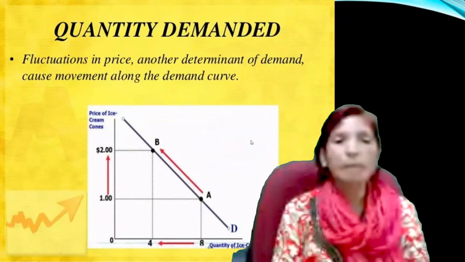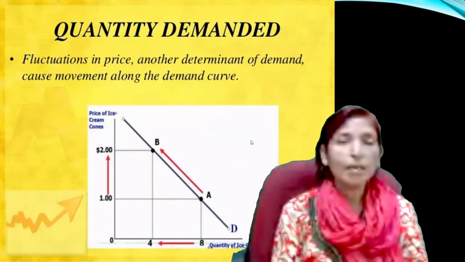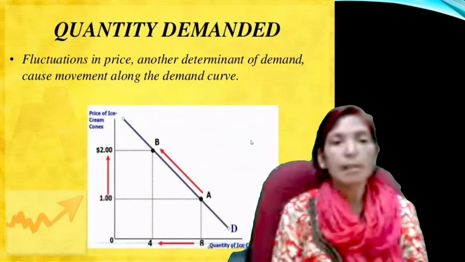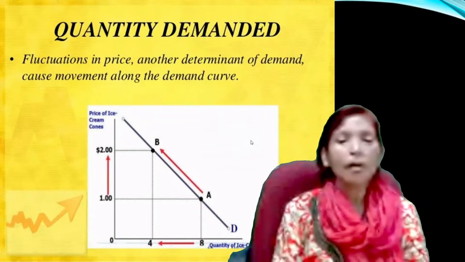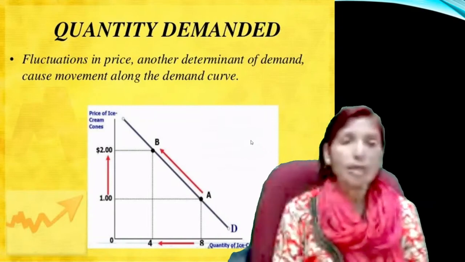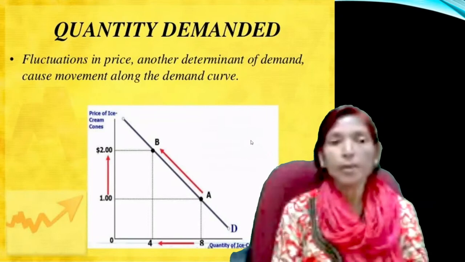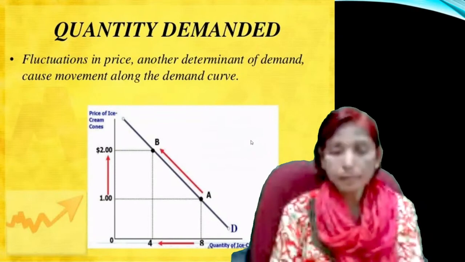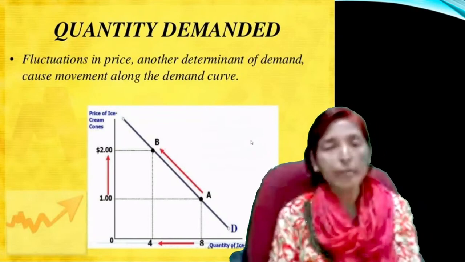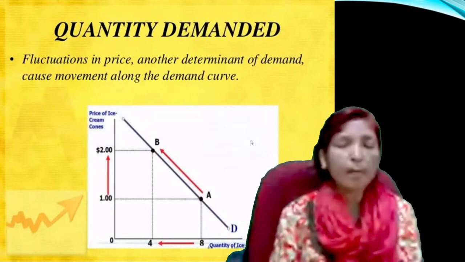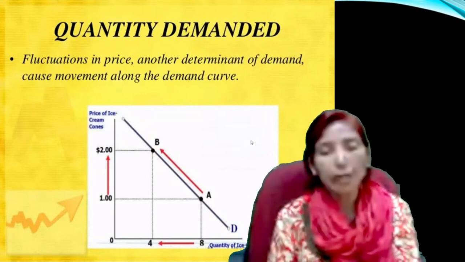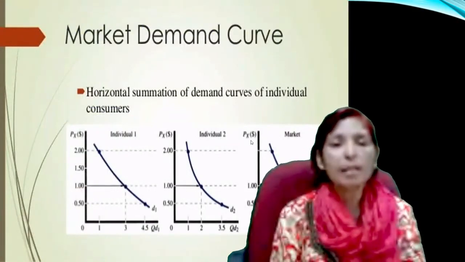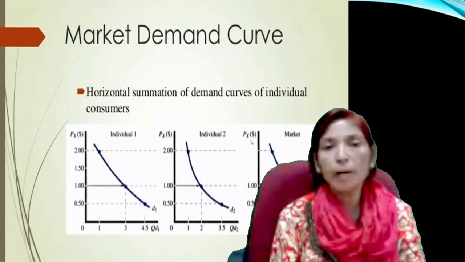And quantity demanded explains that with fluctuation in prices, if other things remain constant, the demand curve can move upward or downward. So fluctuation in price, or other determinants of demand, causes movement along the demand curve. If other things remain constant and only price fluctuates, then it will move along the demand curve upward or downward. Next, the market demand curve is the sum total of individual demand curves.